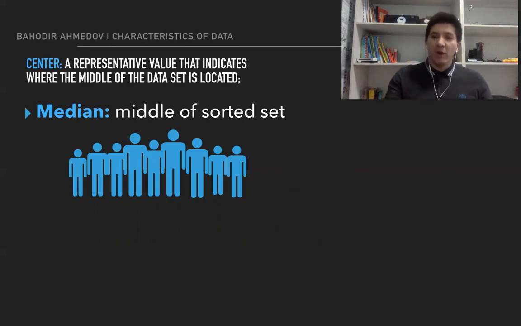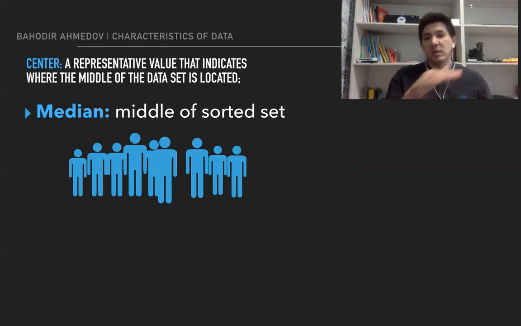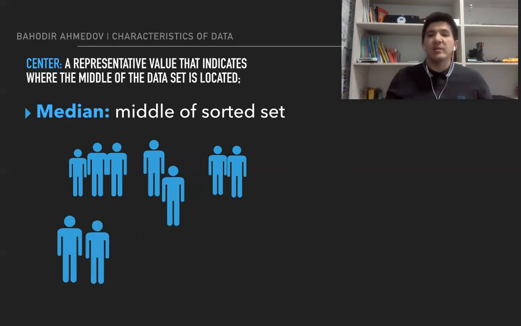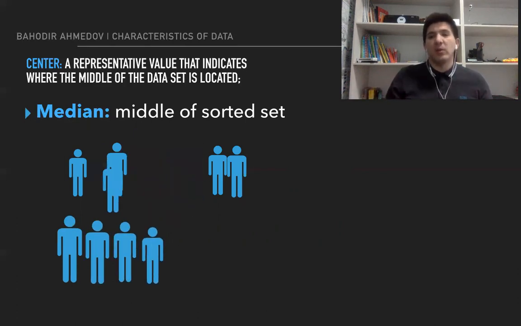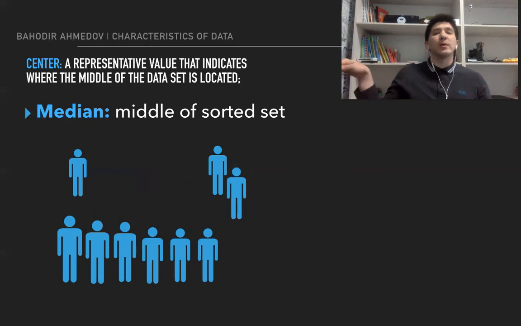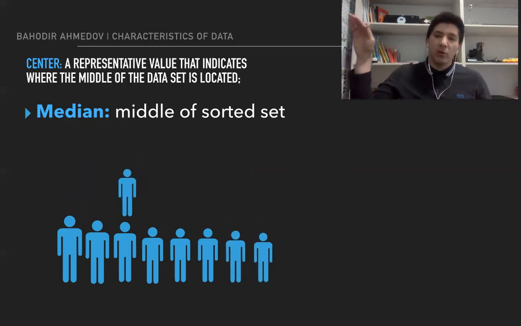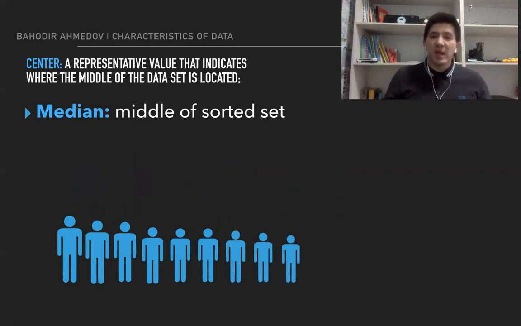So first of all, what I have to do is to sort the data set. In this case, I'm going to put all the people in one line in descending order, or you can do this in ascending order. Then we choose the person who's in the middle of the data set. I count the number of the data values: there are 1, 2, 3, 4, 5, 6, 7, 8, 9 persons.